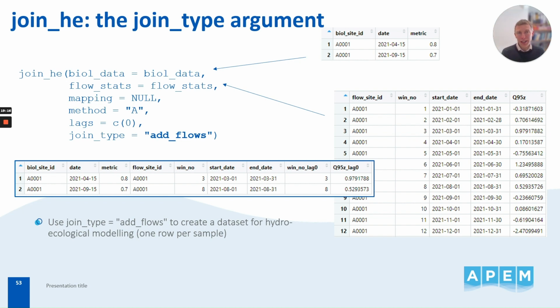Joining the data in this way, starting with the biology data, then joining in the flow statistics, is the approach that we would take if we wanted to build a calibration data set for then building a statistical model. It ensures that we have a data set which contains a response variable, a biology metric, and then 1 or more predictive variables. Those are our flow statistics.